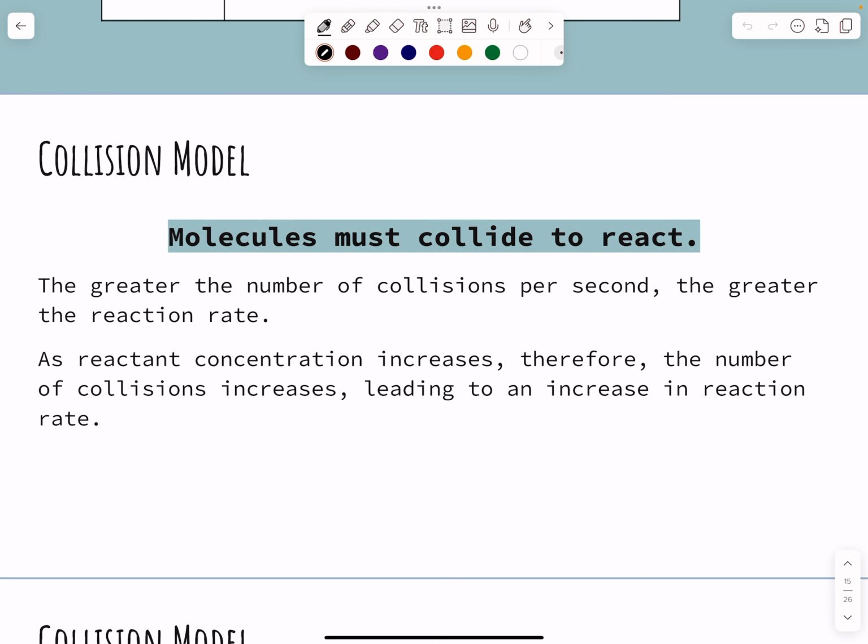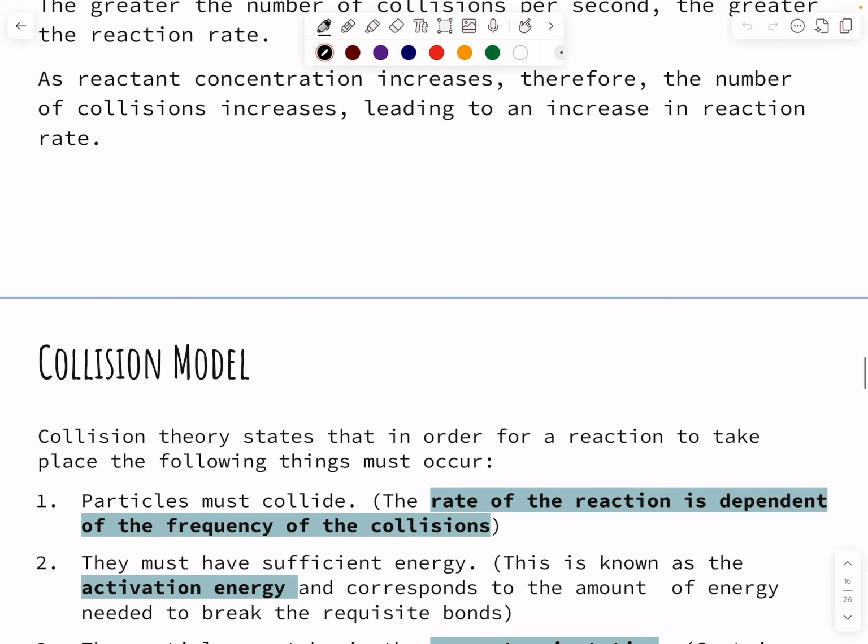Remember, in order to react, a molecule has to collide. So the greater number of collisions per second, the greater the reaction rate, because you have a higher chance of successful reactions and successful collisions. As a reactant concentration increases, the number of collisions should increase, leading to an overall increase in the reaction rate.